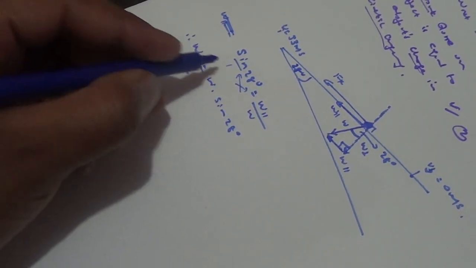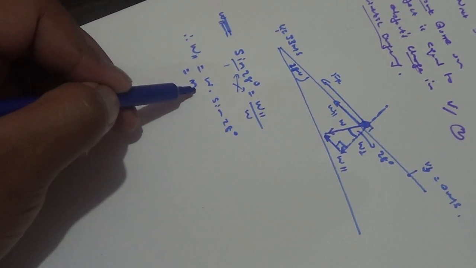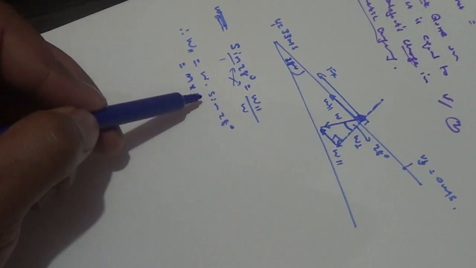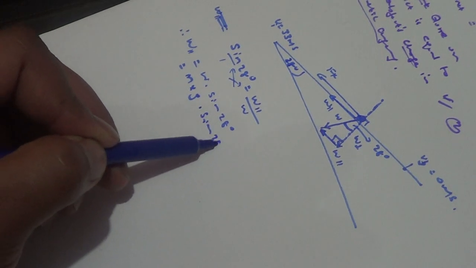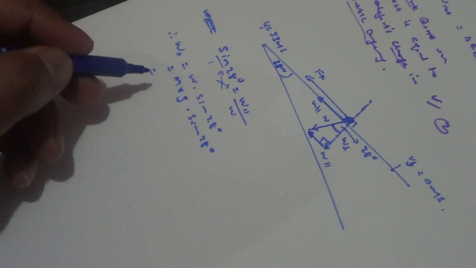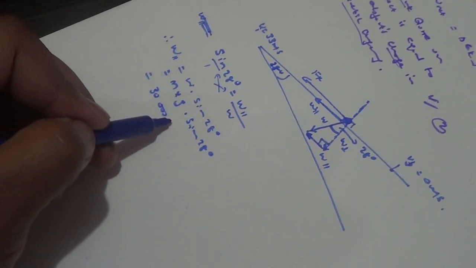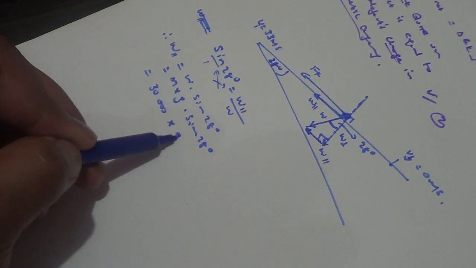Then you can substitute. What is W parallel? It is going to be the mass of the truck multiplied by gravitational acceleration times sine of 28 degrees. What was the mass of the truck? It was 30,000 kgs multiplied by 9.8.